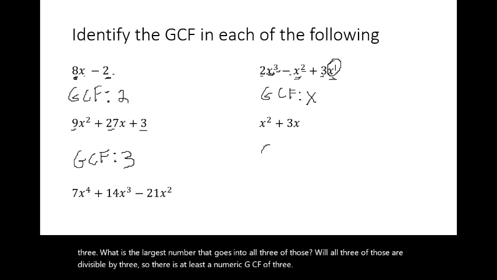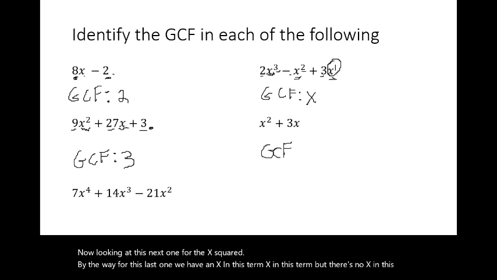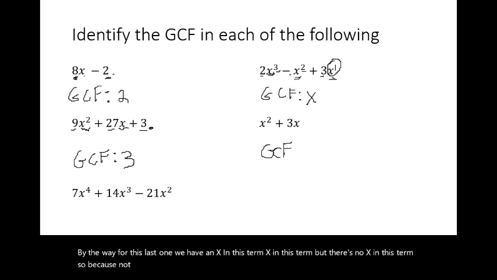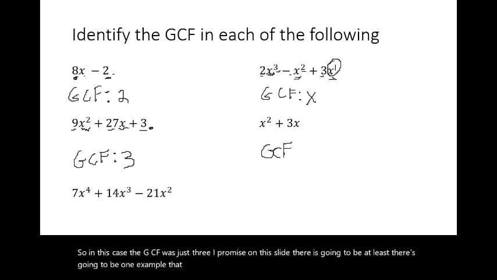Now, by the way, for this last one, we have an x in this term, but there's no x in this term. So because not every single term contains the same variable, there is no variable GCF. So in this case, the GCF was just 3. I promise on this slide there's going to be one example that has multiple GCFs, so just stay tuned for that.